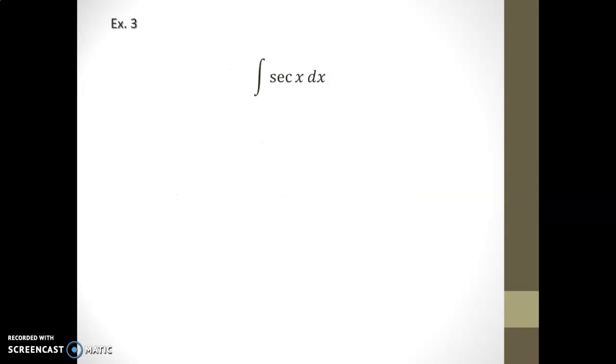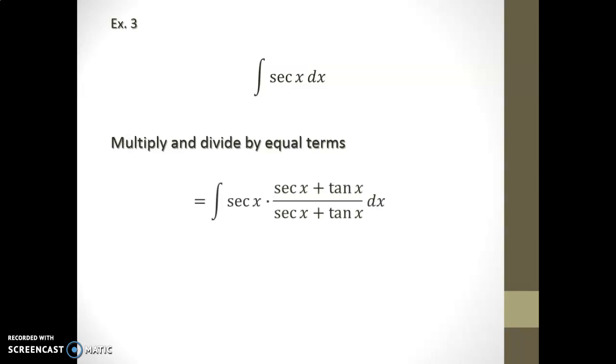Example number 3 now involves an odd power of secant. It seems pretty simple, but secant x dx has no basic antiderivative and no specific technique to be solved with. However, this integral becomes quite simple if you choose to multiply above and below by secant x plus tan x and divide by secant x plus tan x.